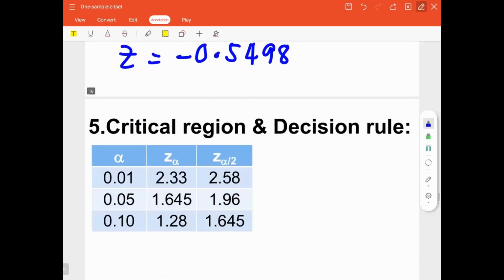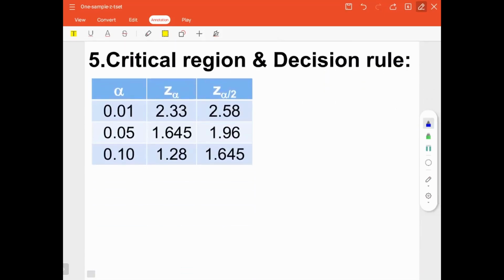Now let's examine what will be the critical region, and of course what will be our decision rule. So note that the level of significance being used is 0.10, and it is one-tailed, because of that HA, adopting that less than symbol only. So therefore the critical value is 1.28.